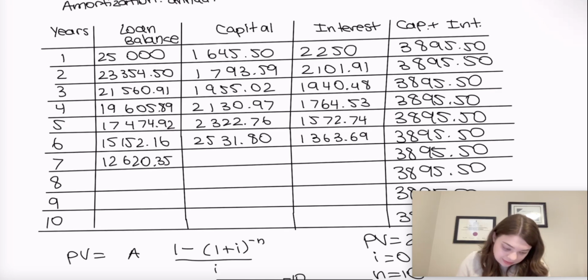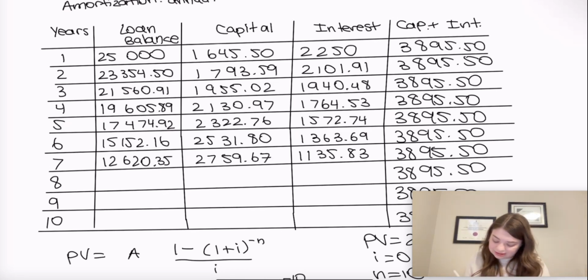So then multiply that by 9%. We get $1,135.83 of interest. And now we subtract that from $3,895.50. So that's going to be $2,759.67. And then subtract that from $12,620.35. So that means we only owe $9,860.68. Multiply that by 9%.